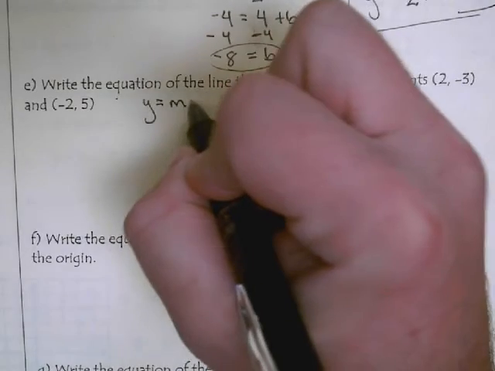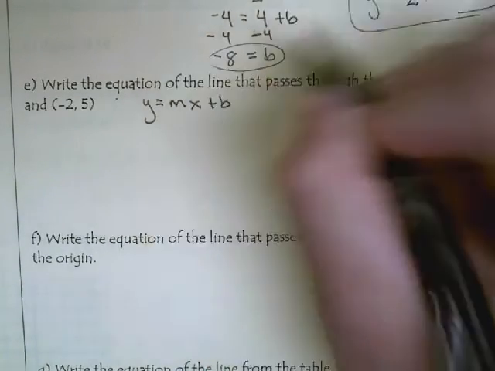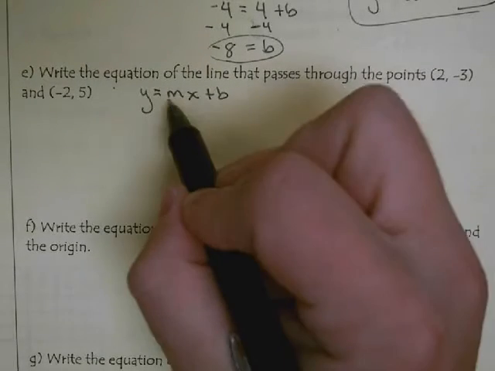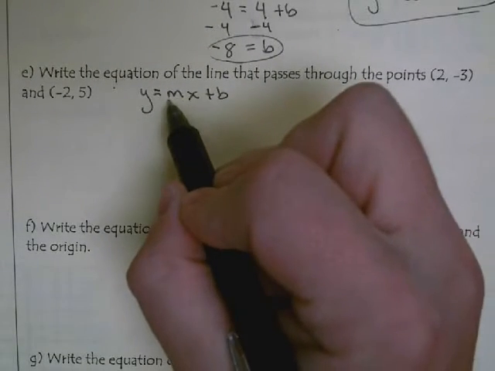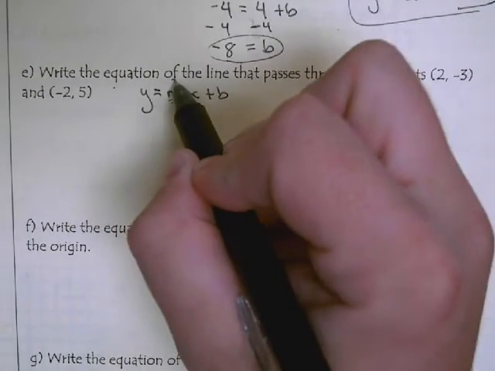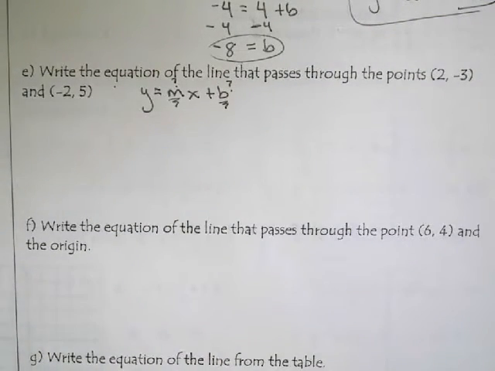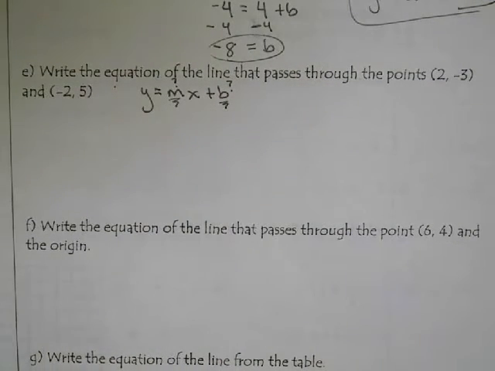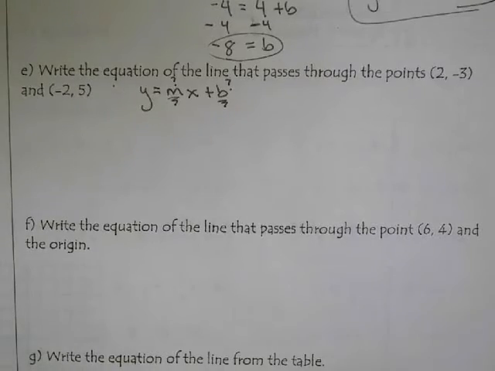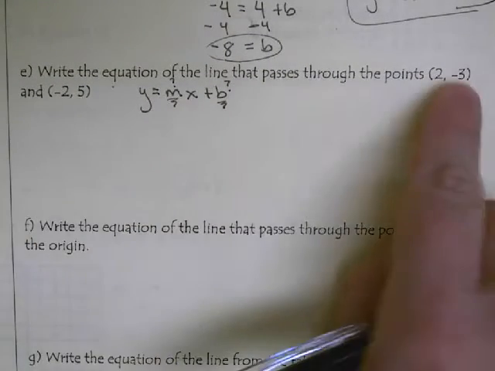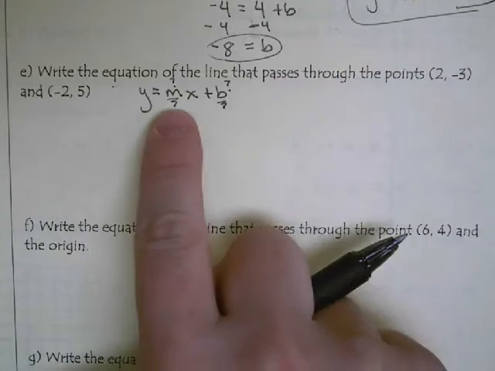Let's discuss that first. I have y equals mx plus b. Are we given a slope? We're not given a slope, so we need to find that slope. And we're not given a b, so we need to find the b. Those are our big questions we need to answer to solve this problem. But I am given two points. So how can I use these two points to help me figure out these two items?